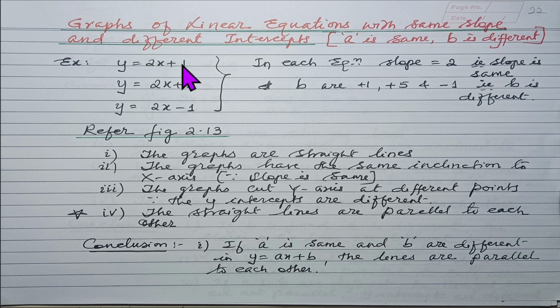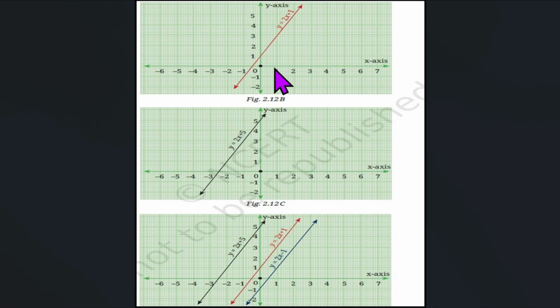y is equal to 2x plus 1, y is equal to 2x plus 5, y is equal to 2x minus 1. We find the slopes are 2, 2, 2 here, whereas the intercepts are different. So when we draw the three graphs of these three equations, we get graphs like that. So these are the graphs of the three equations given to us.